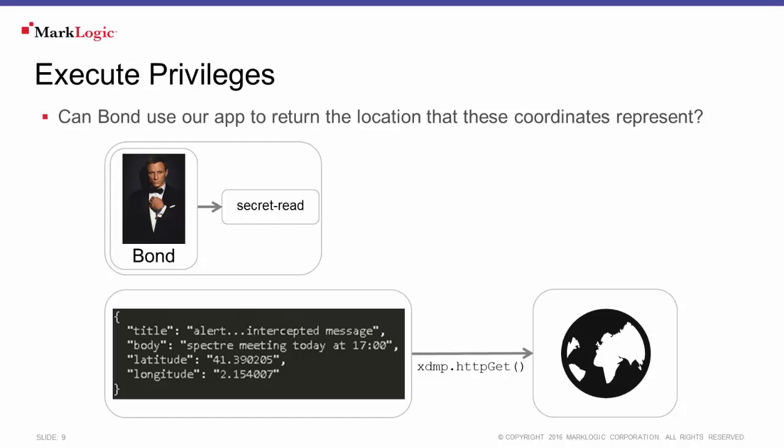In order to achieve this objective, our app will need to take that latitude and longitude and build a request out to a service that will return to us the actual location of that point. We can do so by sending a GET request to a web service, and internally this will use a built-in function in MarkLogic called xdmp:http-get. Now we know that Bond has been assigned the secret read role. The question is, will he be able to perform this action based on his current security setup?